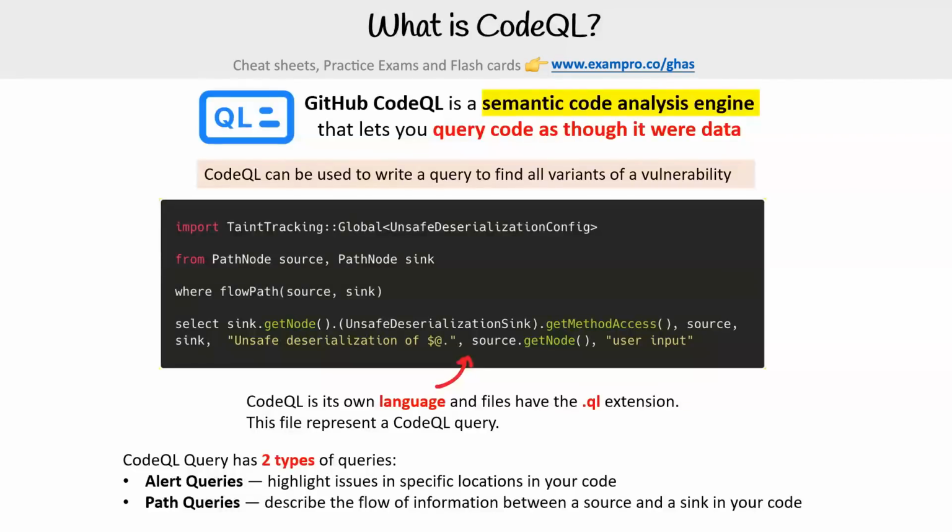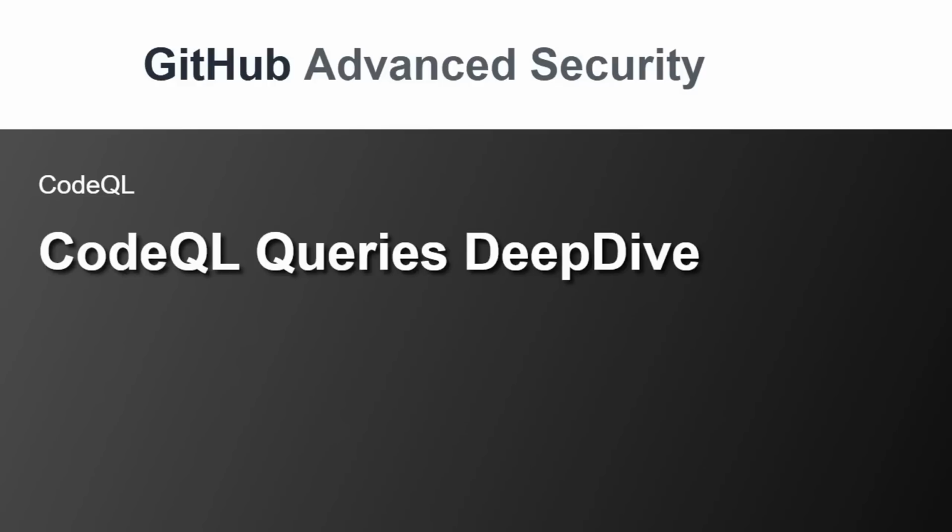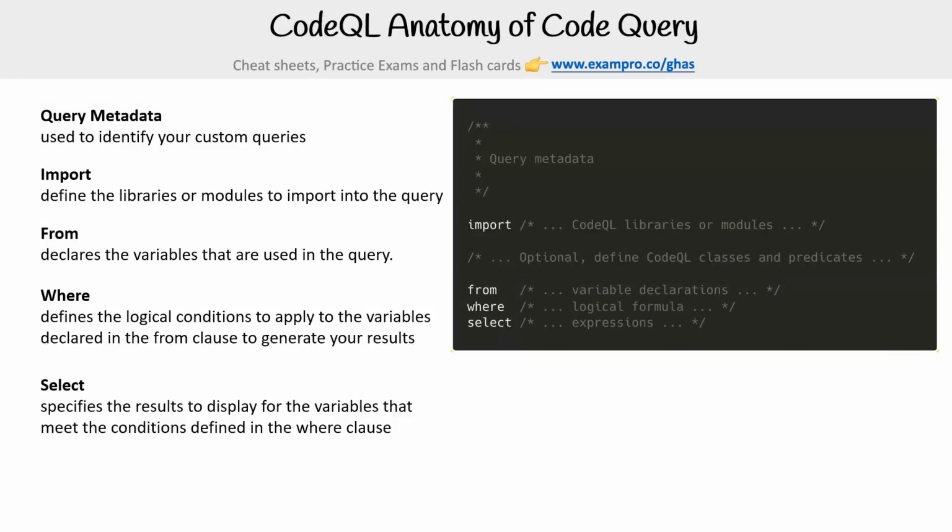The screen also has an example of a CodeQL query. If you notice the fourth line, or even if you just look at the format, and I'm going to talk a bit more about the format, it does look like a database query. It has import, from, where, select. Let's dive a bit deeper into this.